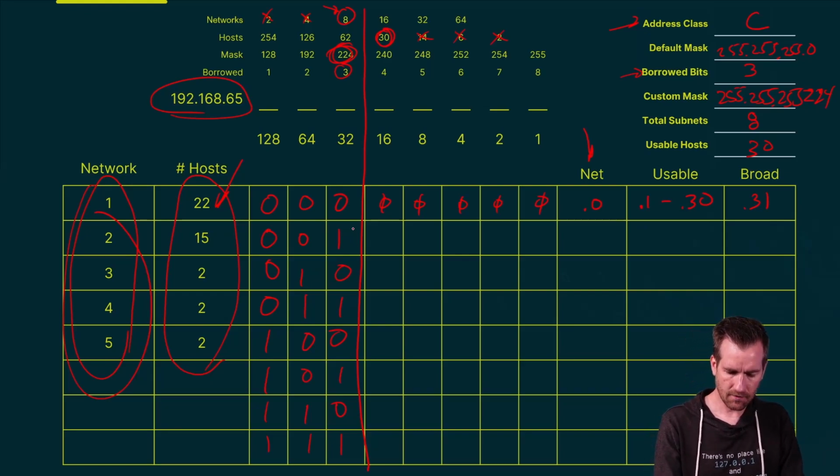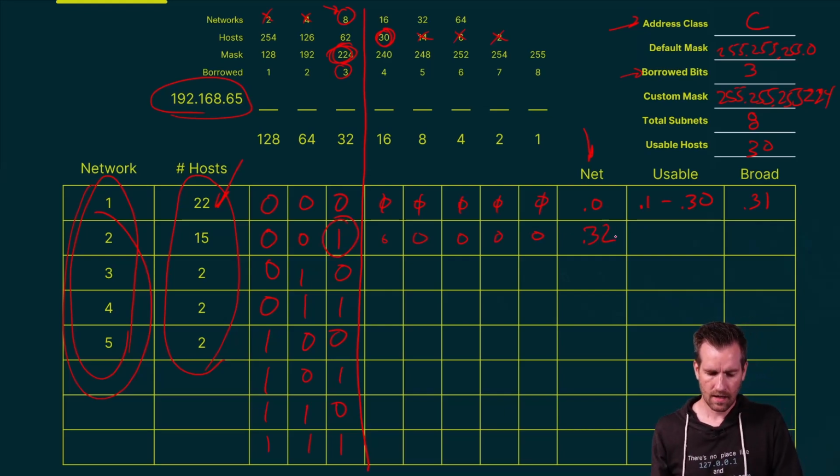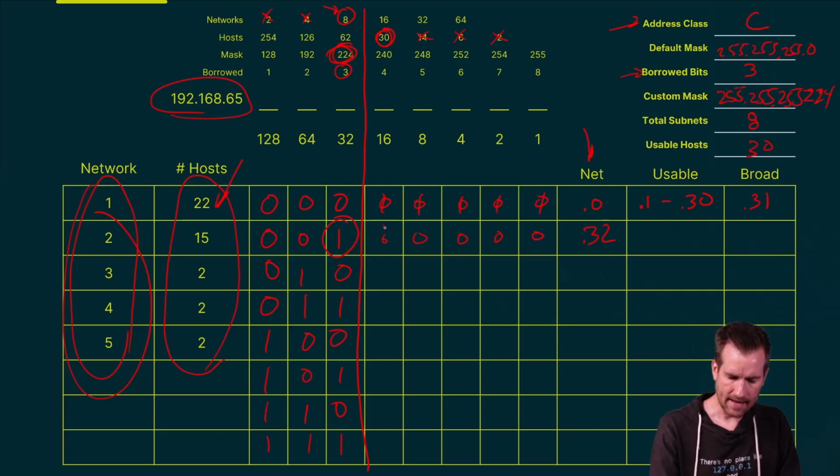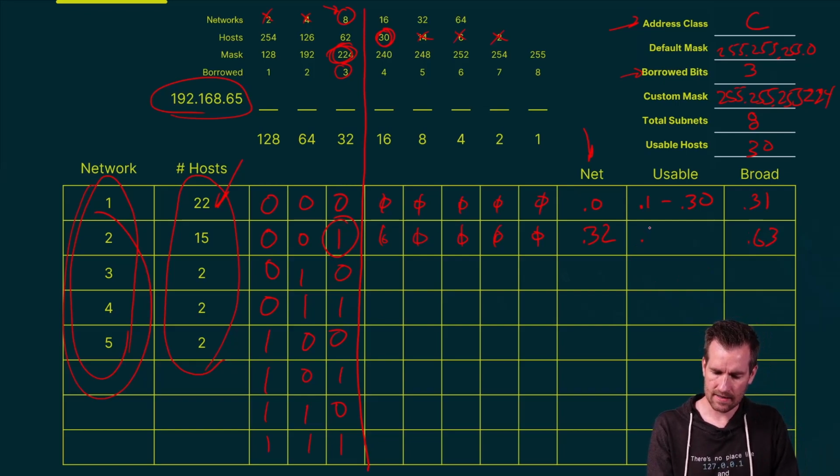I could do the same thing for this one. The network address would be all zeros. So that's .32 because I just have a 1 in the 32 spot, so .32. The broadcast address would be all ones. So if it's all ones, then I add all that together and that's .63. So then the range here is anywhere from .33 through .62. So that's the usable range.